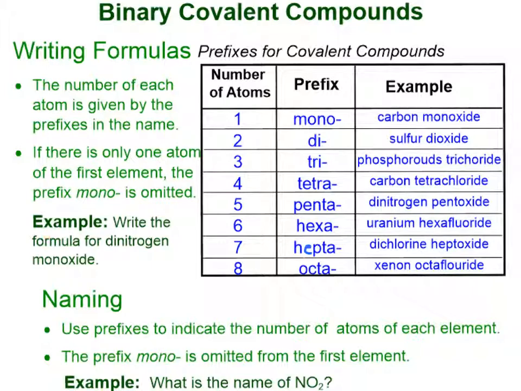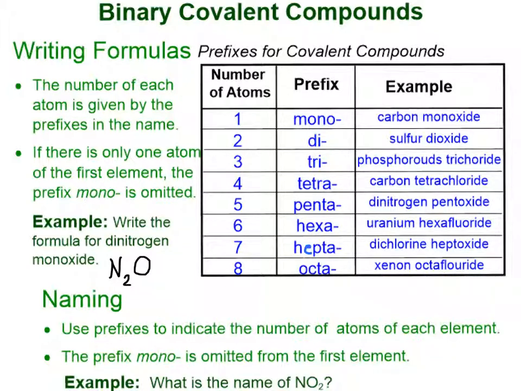Write the formula for dinitrogen monoxide, right there. Well, dinitrogen means I'm going to have 2 nitrogens. I write the symbol for nitrogen with a subscript 2. Monoxide means there will be only one oxide, only one oxygen. That is how I write the formula for dinitrogen monoxide.